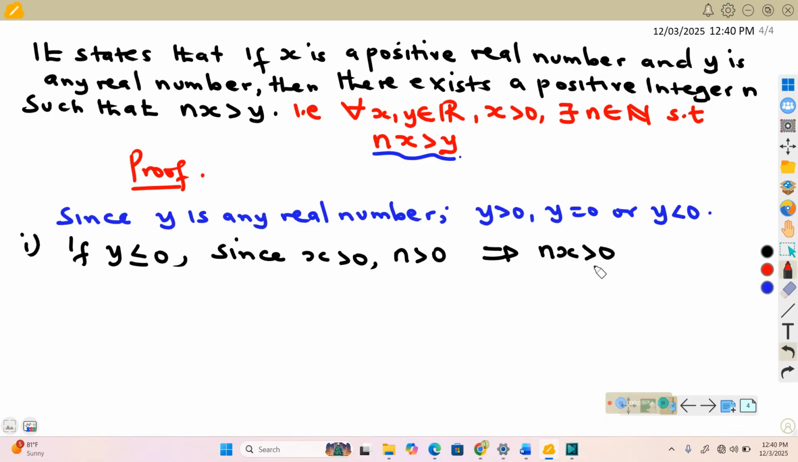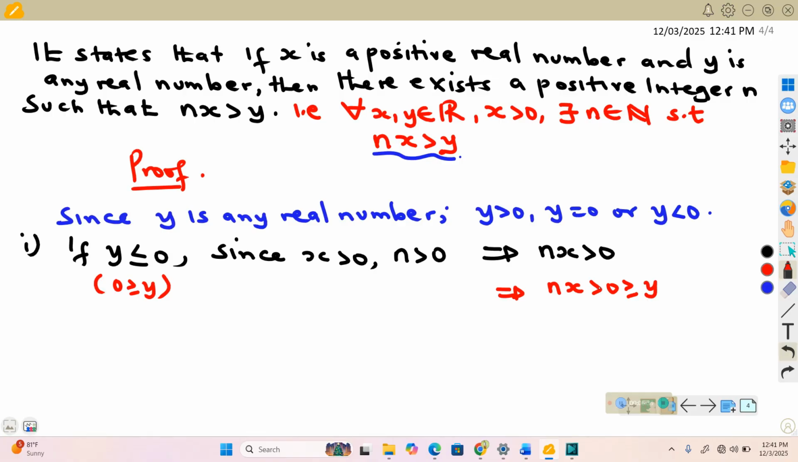And for that case, if nx is greater than 0 and you are saying y is less than or equal to 0, in other words, this is the same as having 0 is greater than or equal to y. Now, since x is greater than 0 and n is greater than 0, this implies n times x will be greater than 0. And can we still go on and say this still implies that nx is greater than 0, but 0 is greater than or equal to y, because I want to get the relationship between nx and y. So you have this.